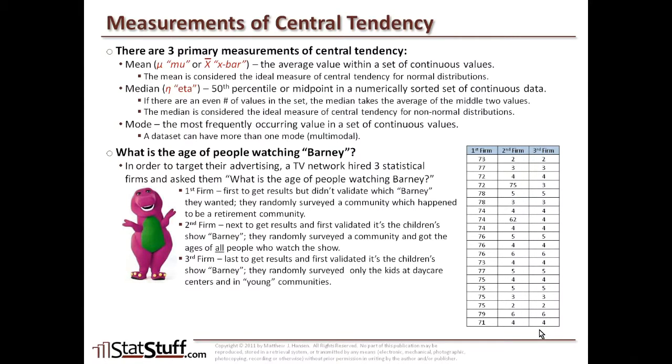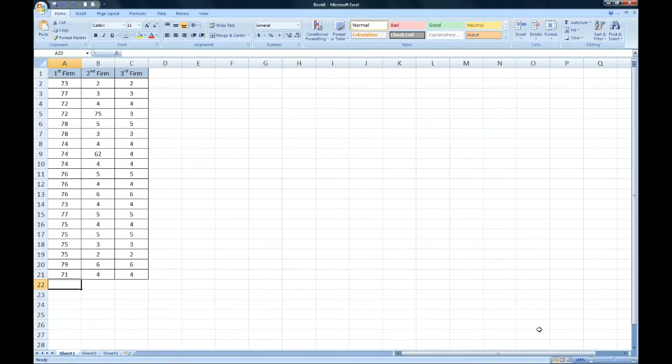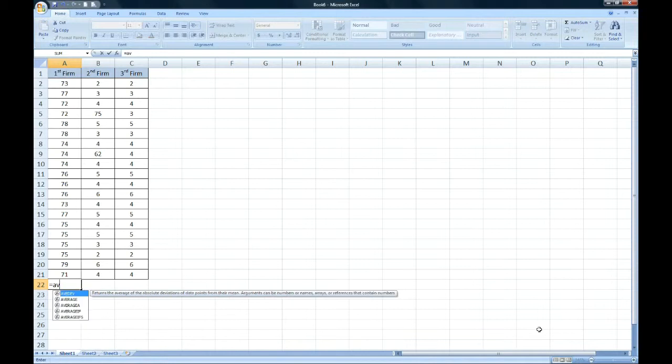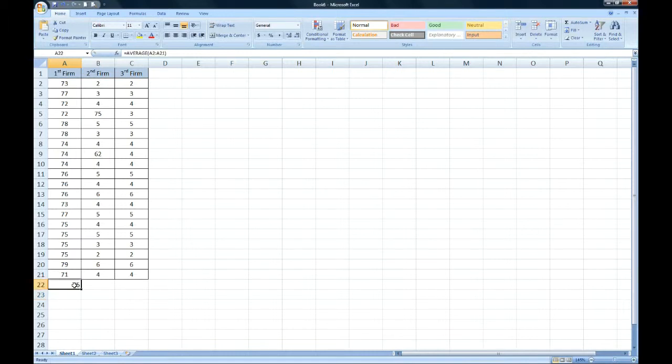So based off of this data set, we want to ask, first of all, what are the central tendencies for each of these different groups? So we've got this data already in Excel, so we'll plug in here the average for each of these different groups. So for the first firm, it looks like the average comes back to 75. For the second firm, their average is 10.5, and for the third firm, their average is 4. So there's a great disparity in the average, or the central tendency, for each of these different firms.